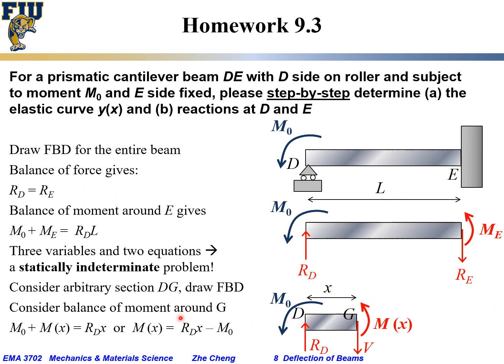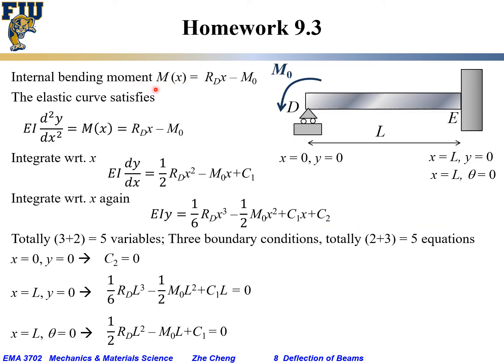And let's also consider the balance of moment around G. We would have M0 trying to rotate it counterclockwise. We have internal bending moment M also trying to rotate it counterclockwise. And these two are counterbalanced by RD times the distance from D to G, which is x. As a result, internal bending moment Mx would just be Rd x minus M0. So from previous, internal bending moment Mx is Rd x minus M0 for an arbitrary section from D to G.